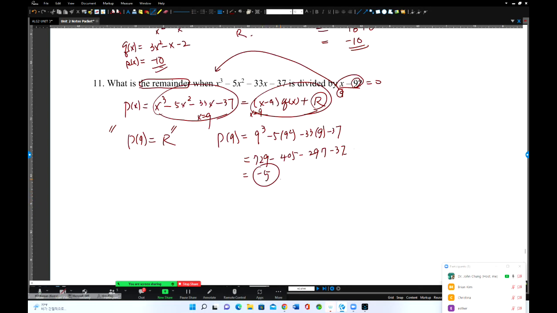If you want to express it in the form of quotient plus remainder over divisor, you can use this one. x cubed minus 9x squared minus 33x minus 37 over x minus 9. Okay? The quotient is over here, and the remainder is negative 5, so plus negative 5 over x minus 9. You can solve this one, but in this case, it's not our concern. If you want to find this one, you have to use long division, and the other one is synthetic division, okay? Yeah, we did that last time, it's okay.